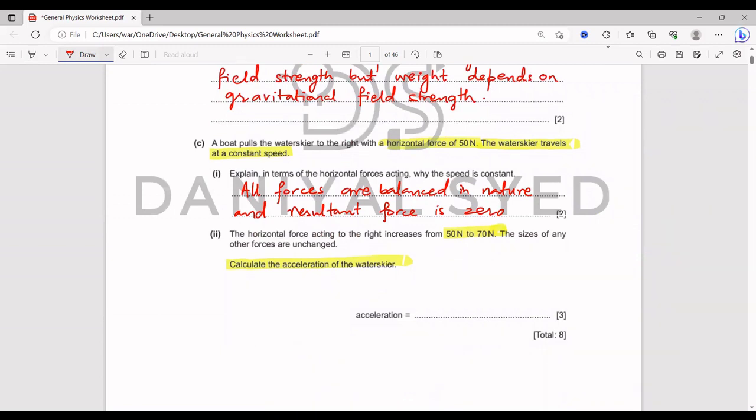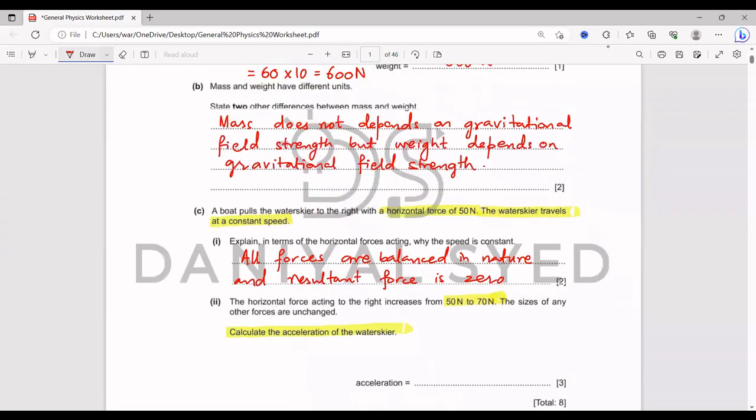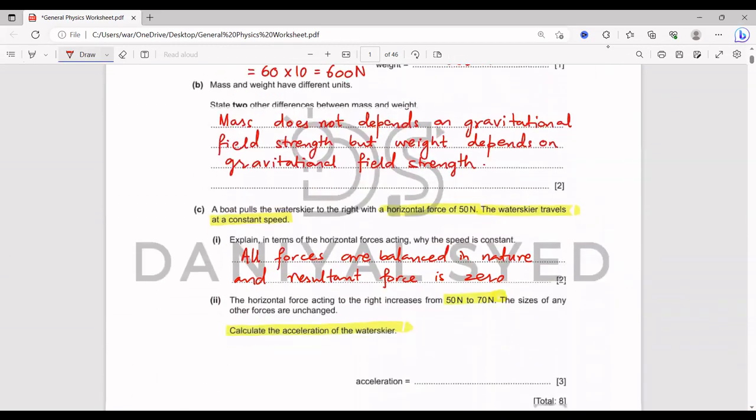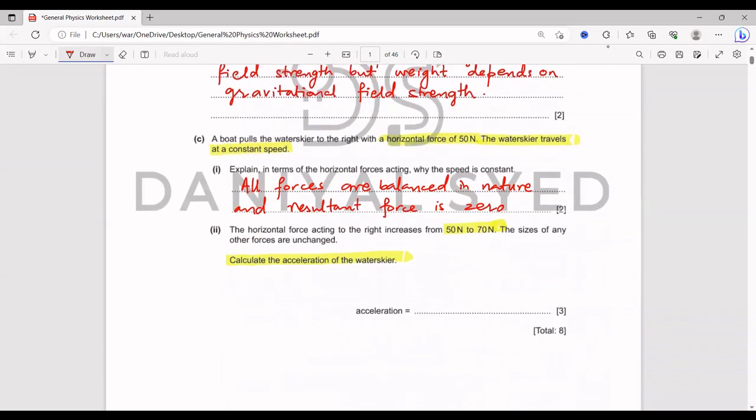So, students, you all know that the water skier travels at a constant speed. So, when the water skier travels at a constant speed, all the forces acting on the water skier are balanced in nature. But the horizontal force acting to the right increases from 50 to 70. So now first you have to calculate the resultant force, because you have to use the equation F equals ma. So, bachon, you have to calculate the resultant force, then you are going to calculate the acceleration.